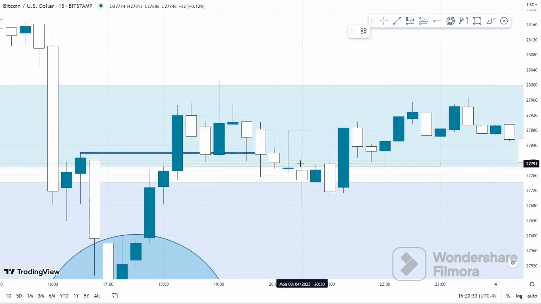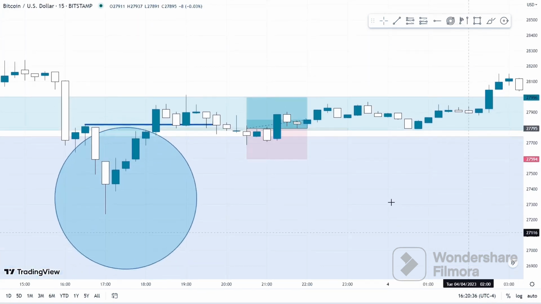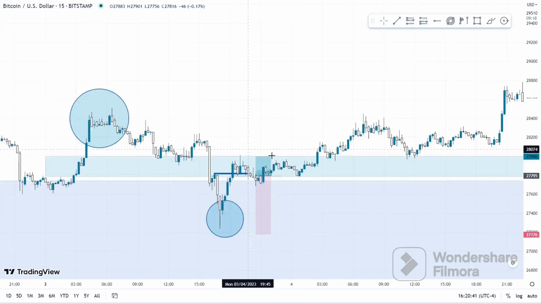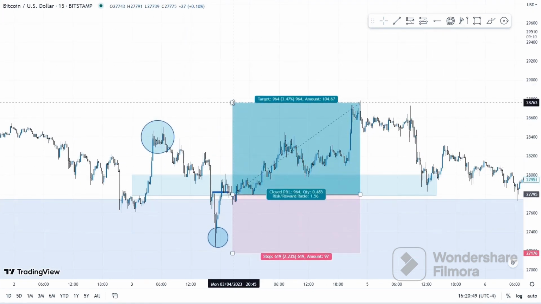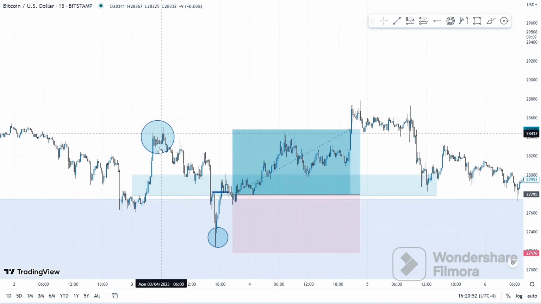Just imagine this is the buy order by the FVG. Stop goes below this liquidity grab, and take profit is either trail stop or 1-to-1 risk reward ratio, or if you want to have a clear take profit, the liquidity sweep of the swing high is your choice.